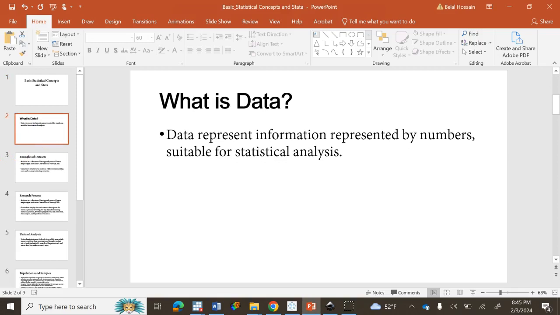So the question for you, what is data? And I think everybody knows what data is, right? Any information that can be expressed in a numerical form is basically quantitative data. But there could be qualitative data as well that may come in the form of text or words. But for our statistical analysis, it is important to understand that data is a numerical number. Data is information in a numerical form, and that's when it is suitable for statistical analysis.